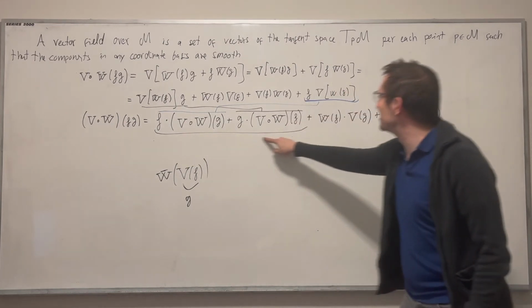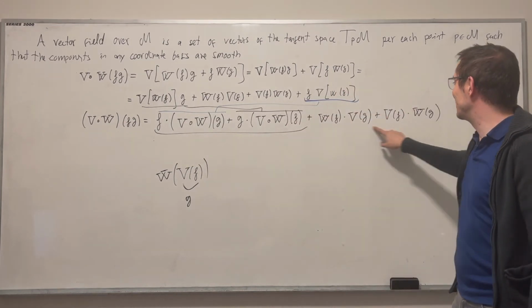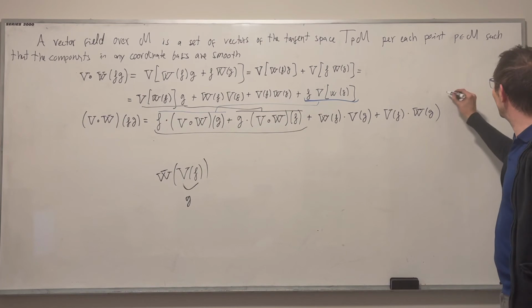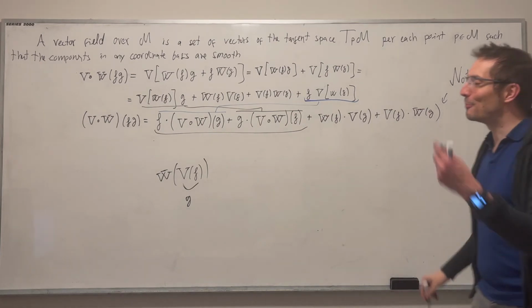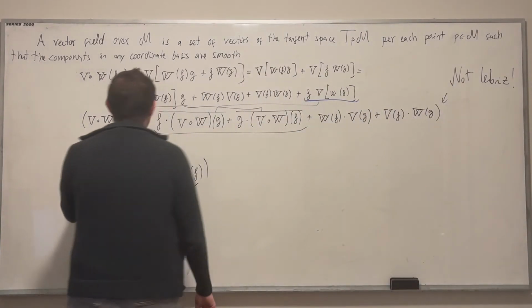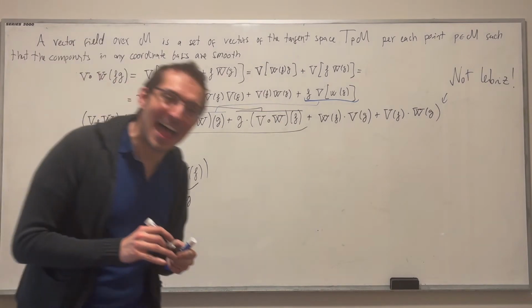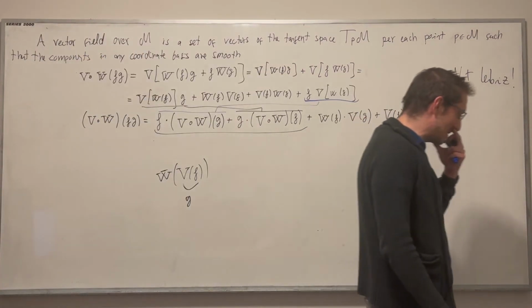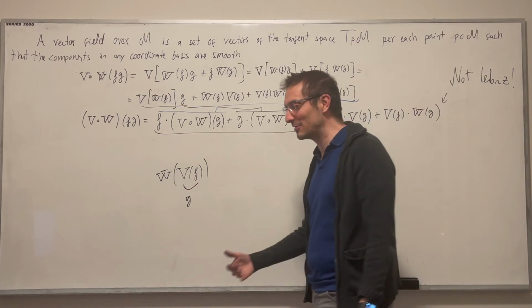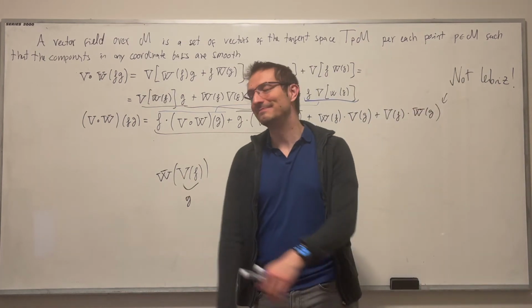This thing does satisfy the Leibniz rule, but this thing doesn't. This thing spoils it. So, not Leibniz, right? So the composition of two vector fields is not a vector field. Sad. So yeah, that's not the structure of vector fields. You cannot make another vector field by composing two vector fields.